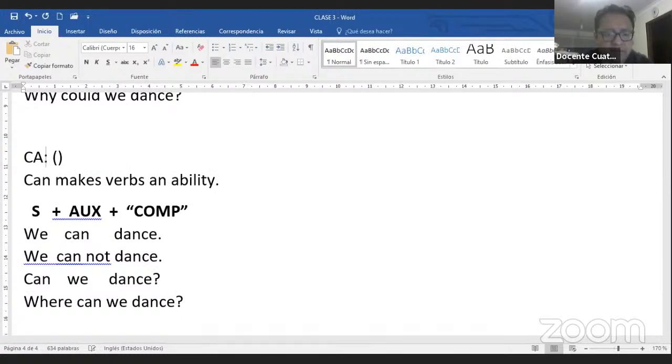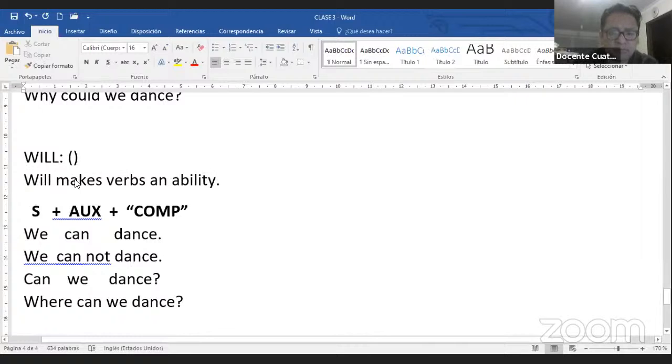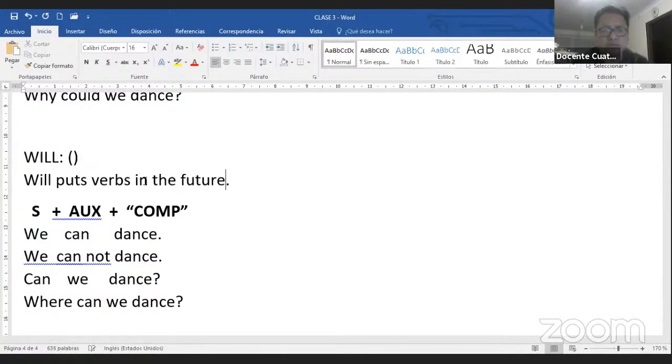This is very, very simple. Will. The modal will puts verbs in the future. So when you use will, the verb is not in the present, is not in the past, is in the future. So let's see the example.